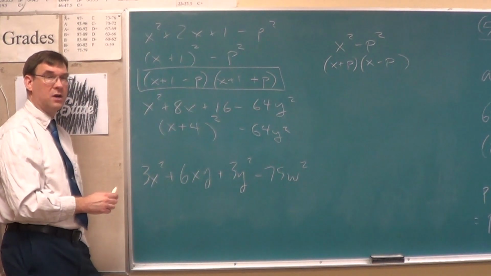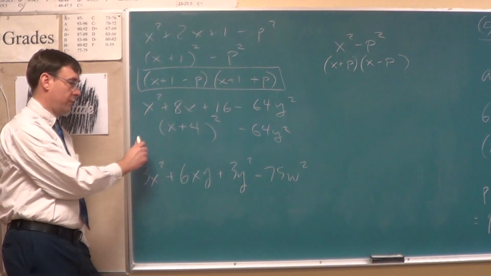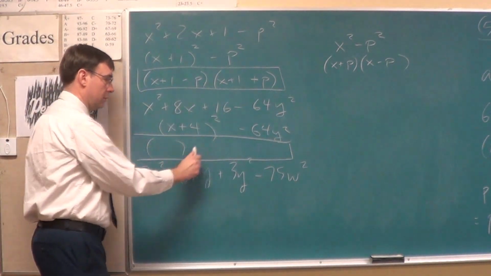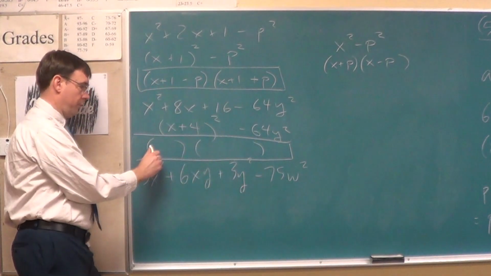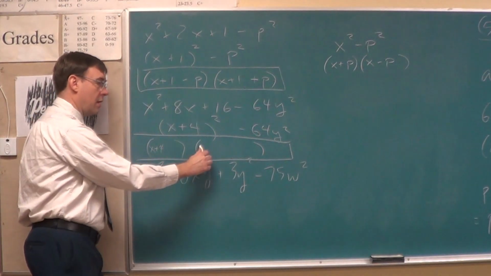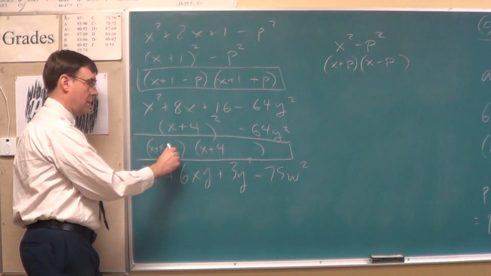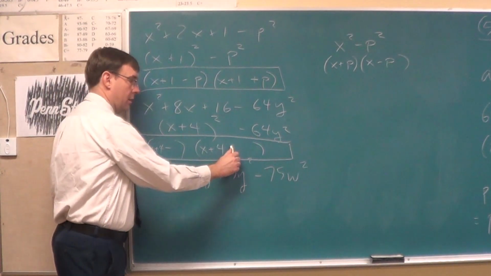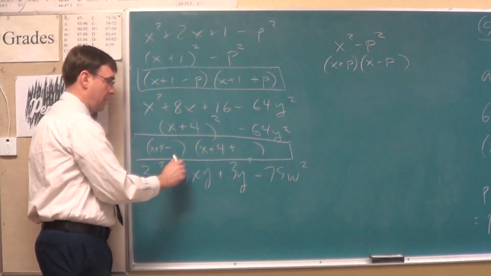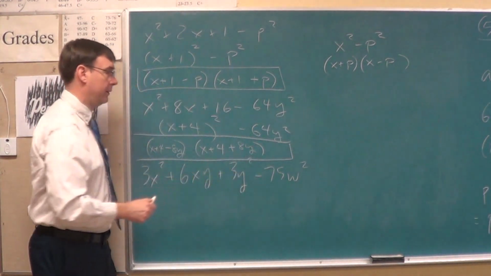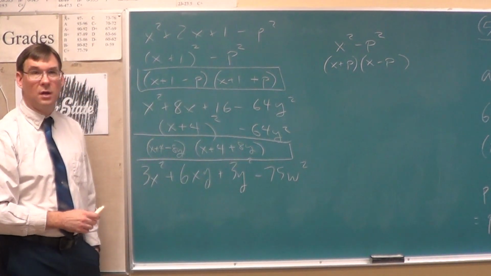Question about that first move? For final answer: x plus 4, x plus 4 here, minus x plus 4 there, x plus 4 there. Minus on one, plus on the other, 8y on this, 8y on that. Question about that one.